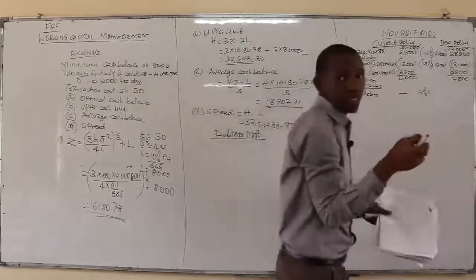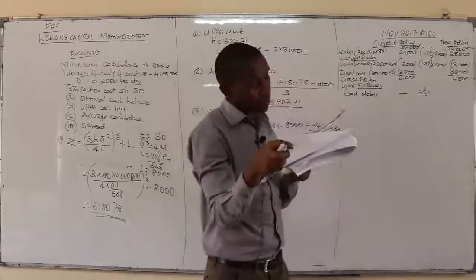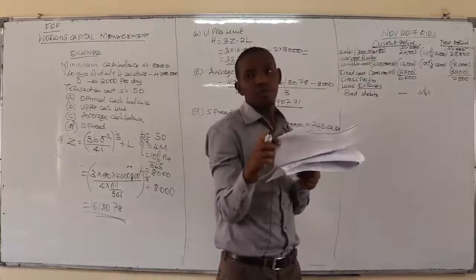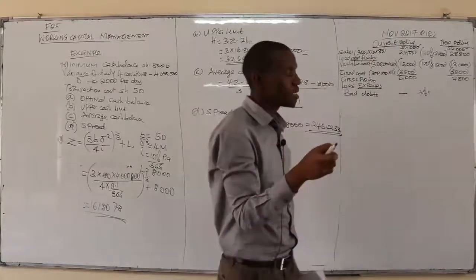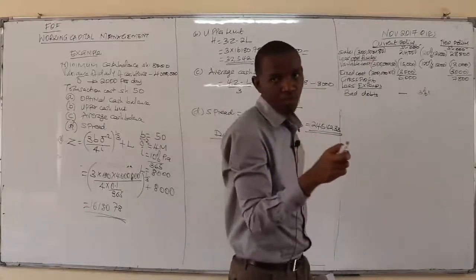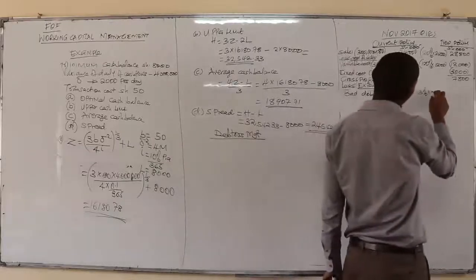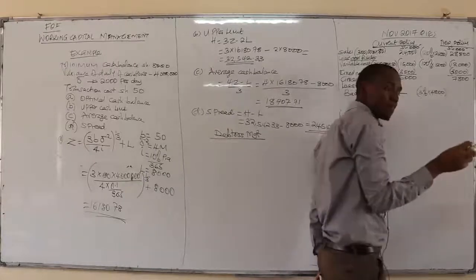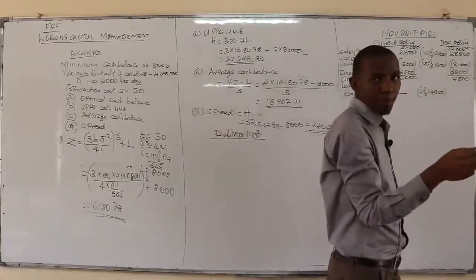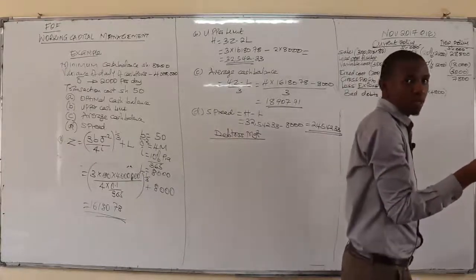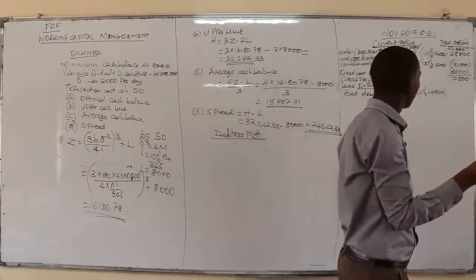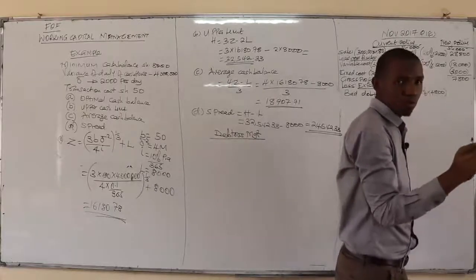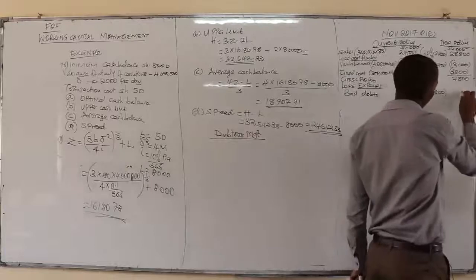What is 28? The increased sales. What is 28,800 minus 24,000? 4,800. So it will just be 3% of 4,800. It will give you how much? 144.